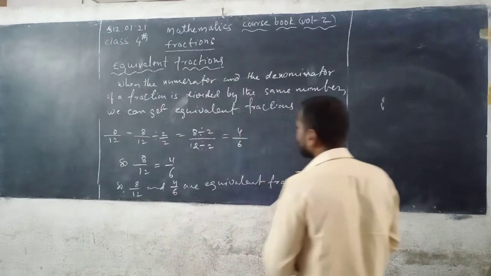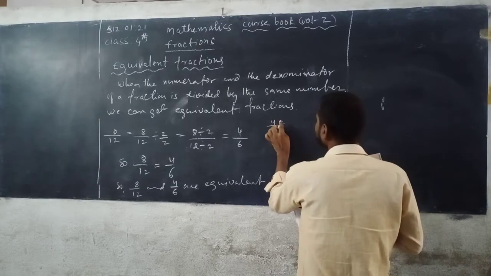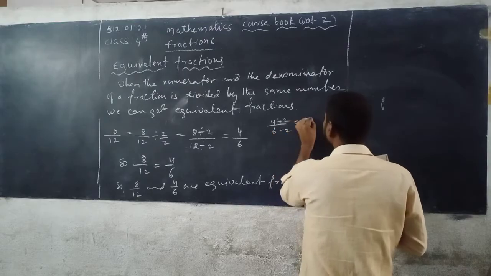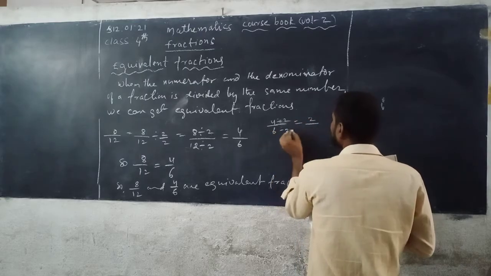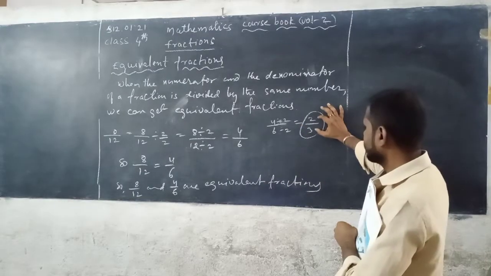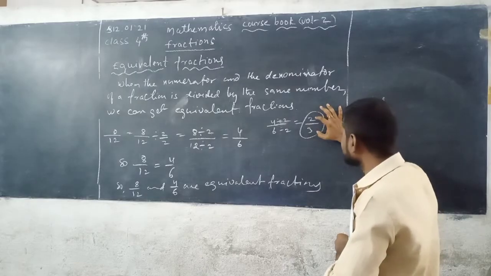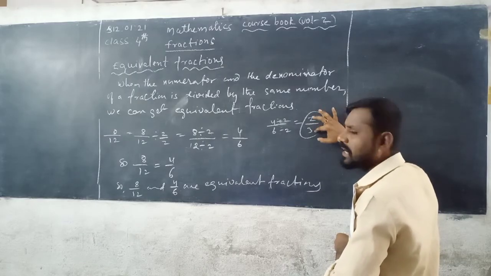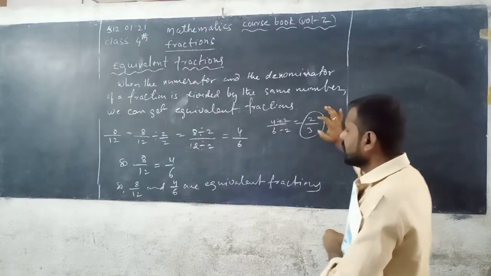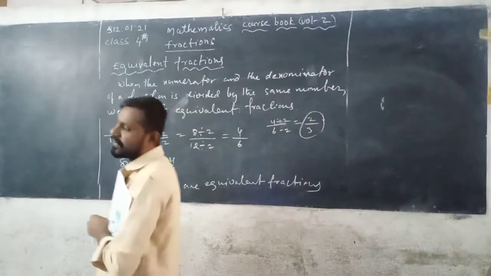See here, 4 by 6. Again 4 by 6 is divided by 2. 4 divided by 2, 6 divided by 2. 2 twos are 4. See here, 2 threes are 6. So this is the last, because with 2 by 3 there is no option for further simplification. Here 8 by 12, 4 by 6 and 2 by 3 are also called equivalent fractions.